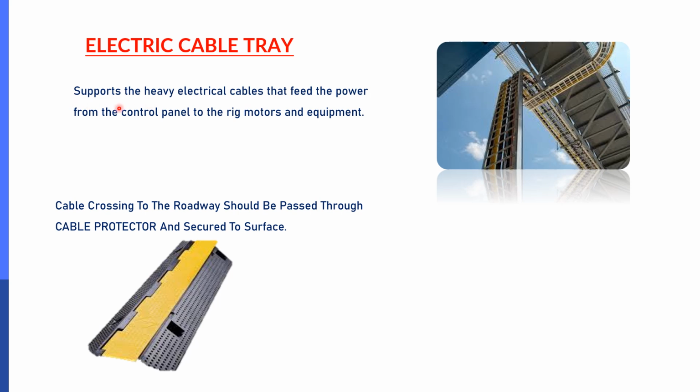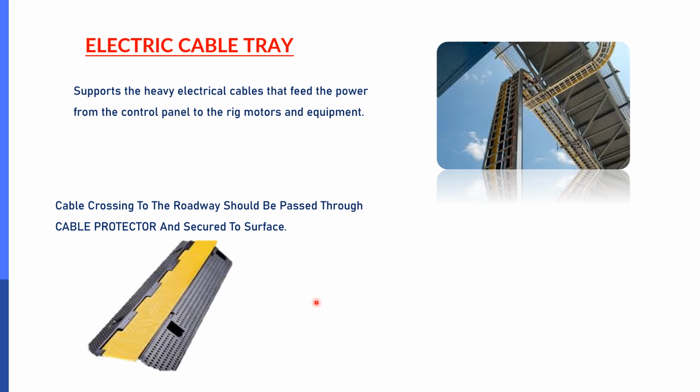Electrical cable trays support the heavy electrical cables that feed the power from the control panel to the rig motors and the equipment. When the cables are passing from the control panel to the rig motors and rig equipment, they should pass through the cable trays so that they are protected and safe for others also.